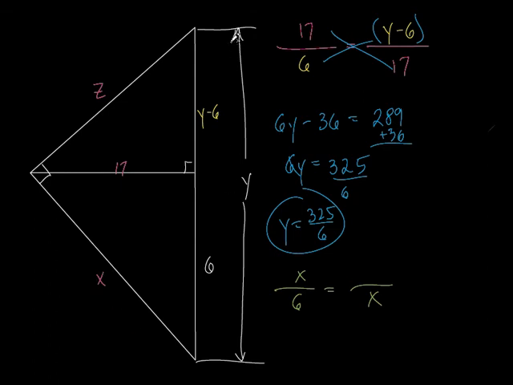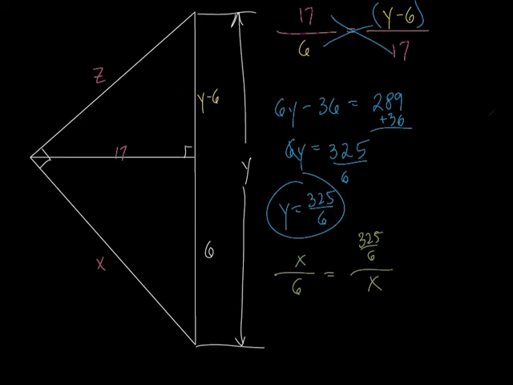This is the geometric mean between the whole thing, which we just found, right, which is 325 over 6. It's kind of ugly, but that's all right. It works out nice. Do you see that? So x is a geometric mean between the whole thing and the segment that's adjacent or next to that x. Yes? That's cute.